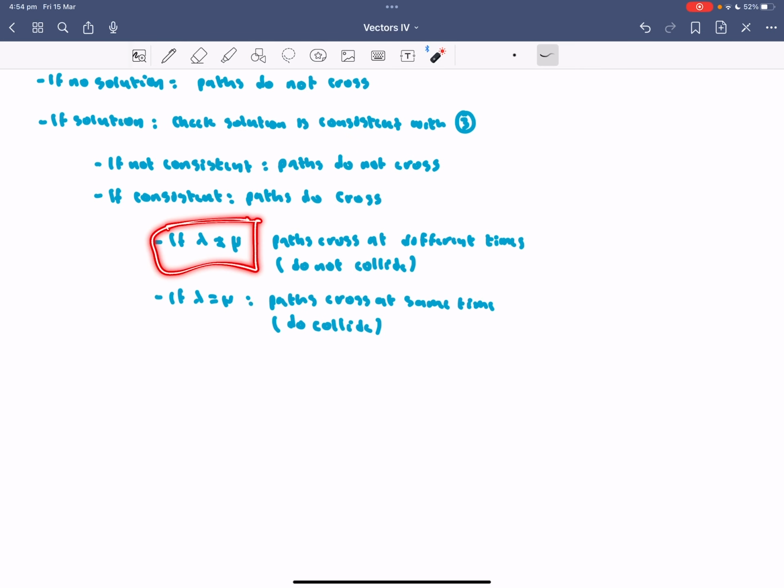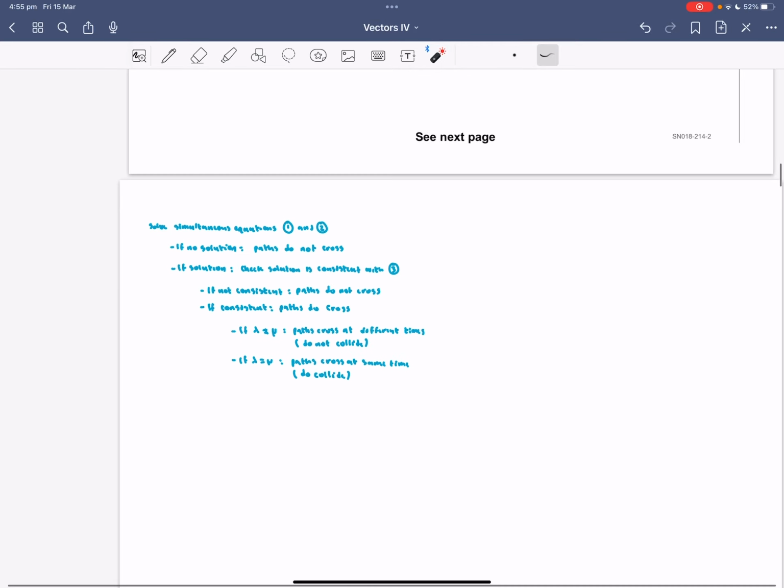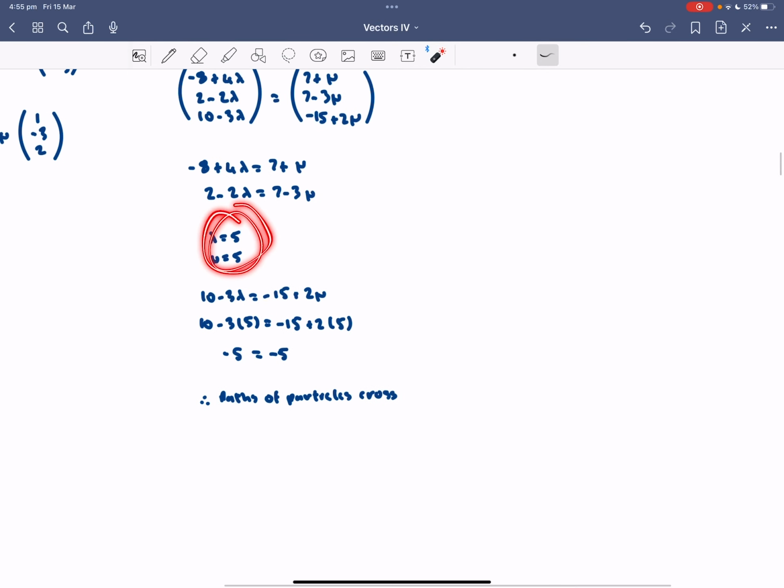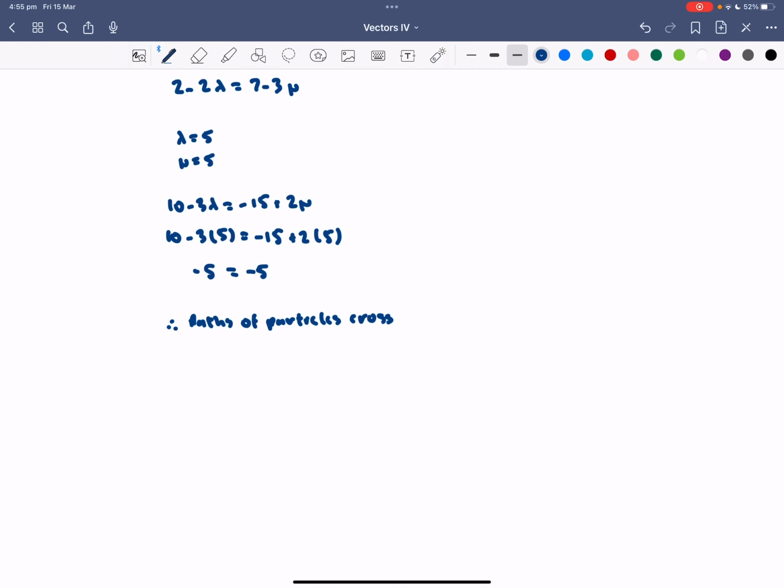If lambda does not equal mu, it means the paths cross at different times. What I'm trying to say is it means they do not collide. However, if lambda equals mu, it means the paths cross at the same time, which means they do collide. What did we get? Oh, we did get lambda equals mu. So we can write that lambda equals mu equals 5. So not only do the paths of the particle cross, we can say therefore the particles collide at t equals 5, which means after 5 seconds.